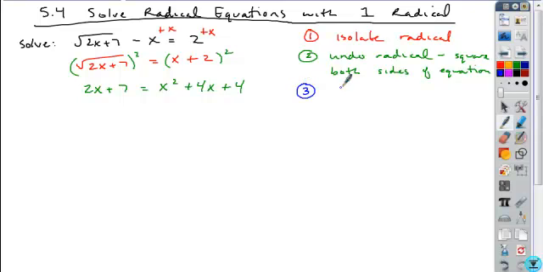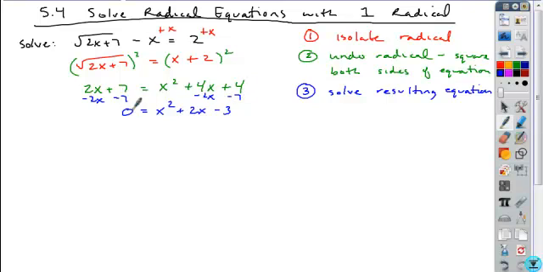Once you do, you're just going to solve the resulting equation. Notice in this particular case, the resulting equation is a quadratic that has multiple variable terms. If that's the case, we isolate all the terms on one side and set it equal to 0. So we have our x squared. We're going to move the x's over to the right as well, so we get plus 2x. We're going to move our constants over to the right as well. We get negative 3, and that's all set equal to 0.